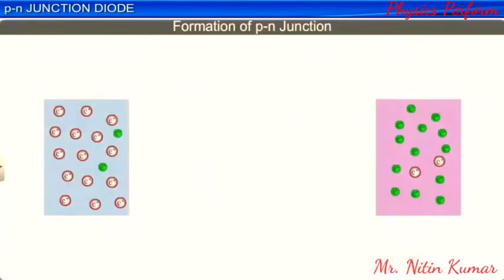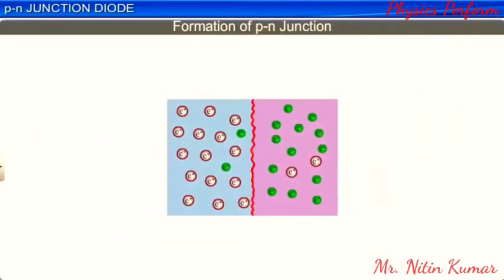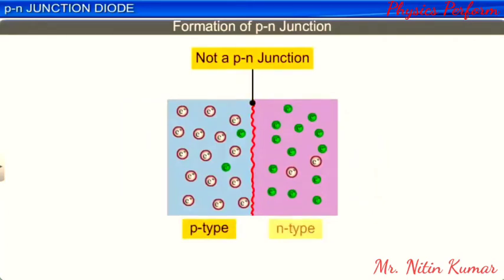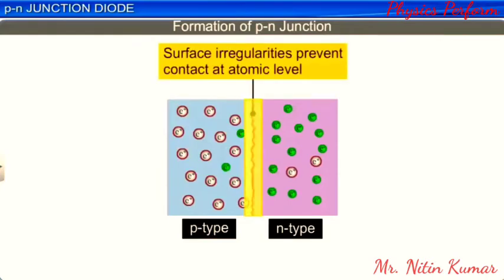It is important to note that a p-n junction cannot be formed by joining two separate pieces of p-type and n-type semiconductors, because of the surface irregularities of the two different crystals, and because such continuous contact at an atomic level is not possible. If such a junction is formed, the junction would not be continuous and would therefore inhibit the flow of the charge carriers.